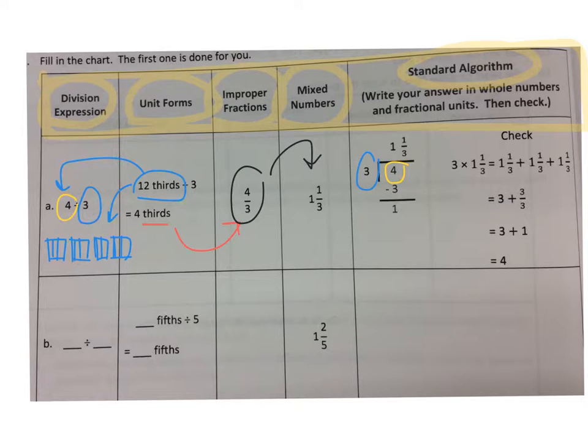Okay, if I have 4 ones and I want to split them into 3 groups, Dad's going to divide. What's 4 divided by 3? 1. Go ahead and record that. Okay. Mom's going to multiply. What's 1 times 3? 3. Sister's going to subtract. How much is left? 4 minus 3 is 1. That means I have 1 remainder 1.